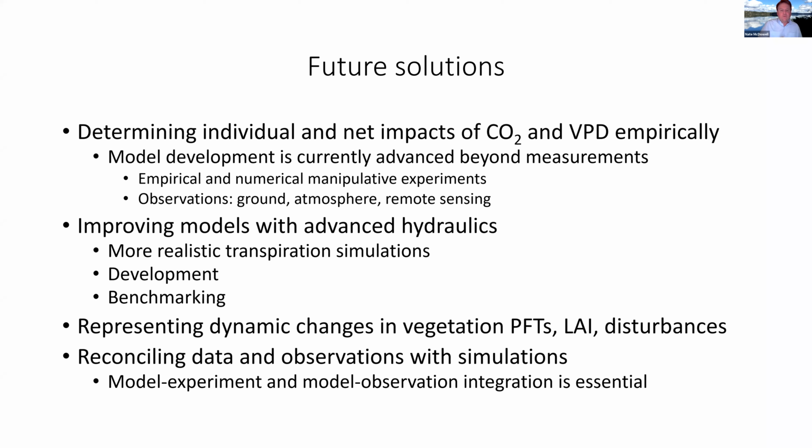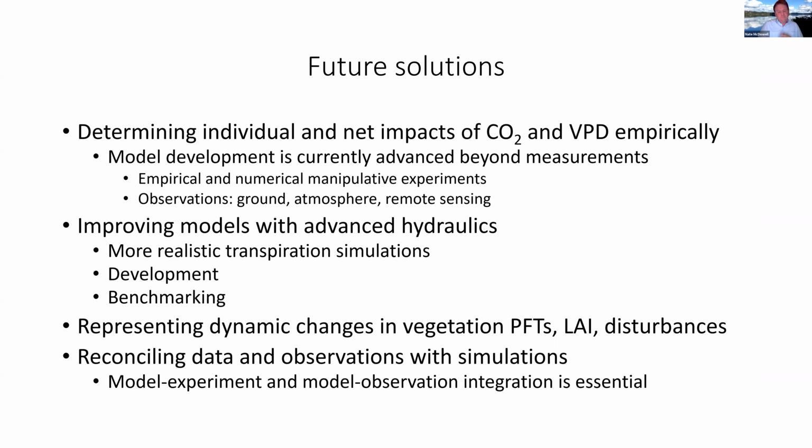Should we improve models with advanced hydraulics? Well, the argument for it is that it represents transpiration in a much more mechanistic manner than, again, using a beta factor or something. This requires a significant development. I know this is already going on in some models and already published by Kennedy et al., for example, and others. But I would advocate for heavy benchmarking.